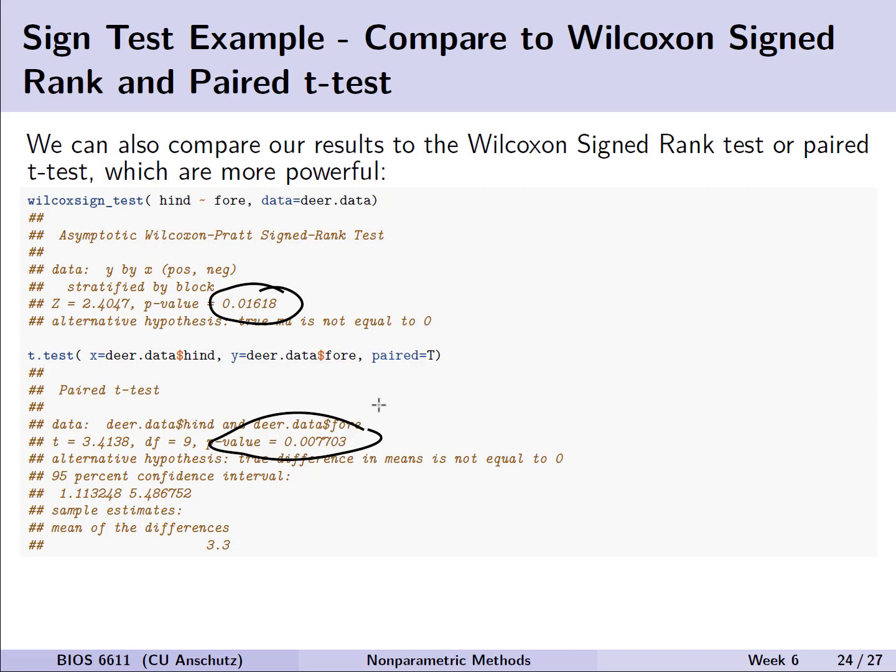So in both cases here, if we were willing to make the assumptions about what we're testing, and the magnitude might matter, then the Wilcoxon signed rank test would suggest that there is a significant difference in the mean ranks between our tests when we consider the paired nature of the hind and foreleg. Likewise, if we're willing to assume the data is approximately normally distributed, we would conclude that there is a significant mean difference between the matched hind and foreleg lengths.